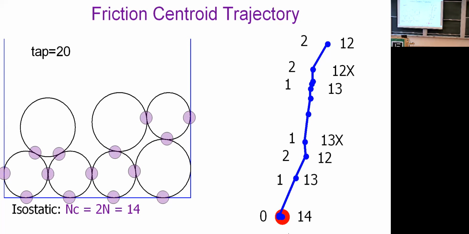Okay, yeah, sure. So when it goes from one 12 to a different 12, it breaks a contact and forms a different contact. Yes. So then it goes to a 2-dimensional... Good question.